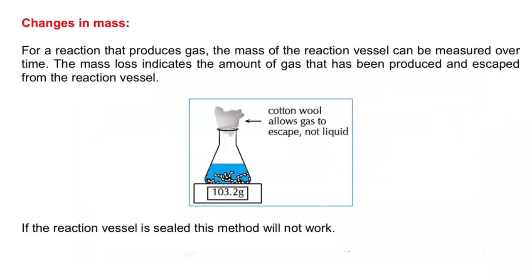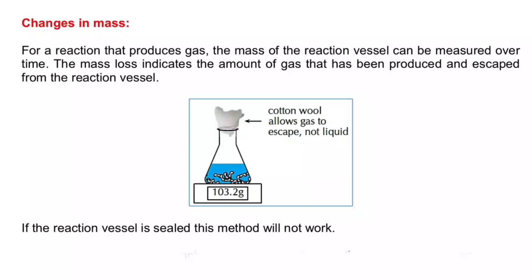Another technique we can use to measure the rate of a reaction is to measure the change in mass, as you can see in the setup. For a reaction that produces gas, the mass of the reaction vessel can be measured over time. The mass loss indicates the amount of gas that has been produced and escaped from the reaction vessel. If the reaction vessel is sealed, this method will not work.